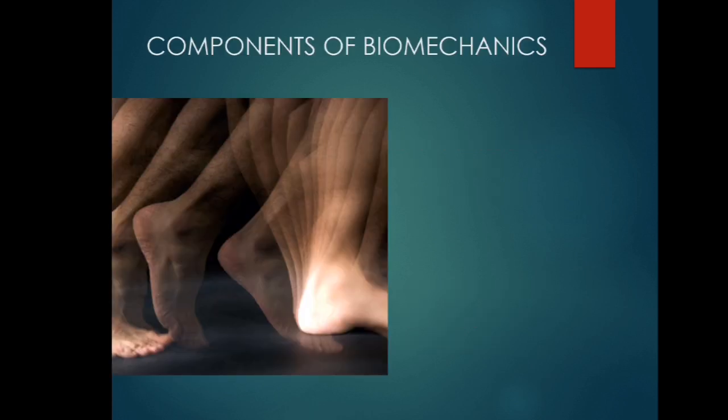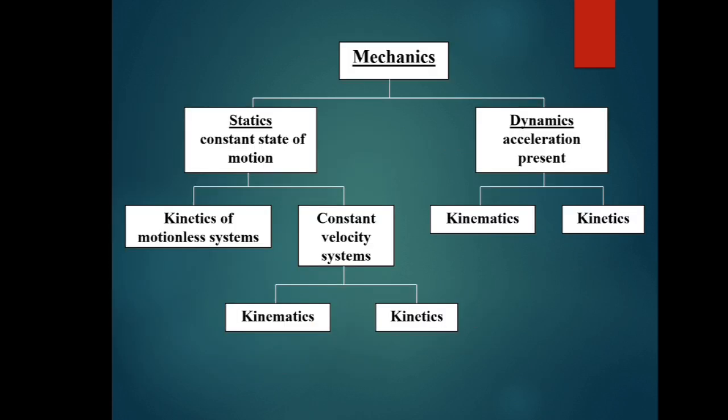So what are the components of biomechanics? Basically we have the static and dynamic components. Static means constant state of motion, and in dynamic, acceleration is present. So kinetics of a motionless system, constant velocity system. Then this constant velocity system is further divided into kinematics and kinetics, and dynamics is further divided into kinematics and kinetics.